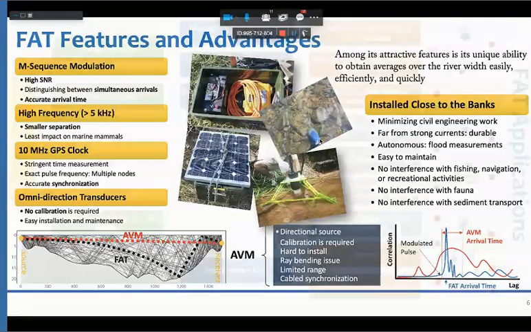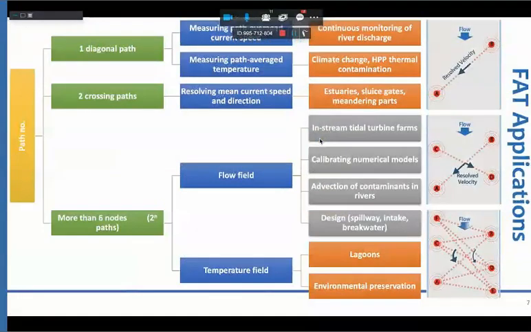Now, let's get back to the problem of using only one crossing path. If you just have one crossing path, you're going to resolve the velocity along the path. So it means that you don't have the flow direction itself. What you're going to have is the velocity magnitude and a sign. It's going to be positive or negative. Say positive is downstream, and negative is toward upstream. So it's not very useful, especially in the estuary.